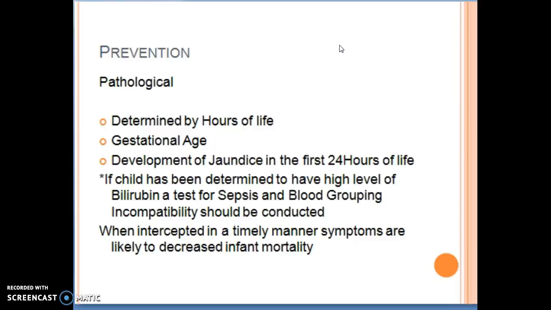You can also test the blood for the bilirubin and see if it's septic, see what needs to be done prior to actually having to induce the child into the belly lamp or doing the full exchange of the blood.